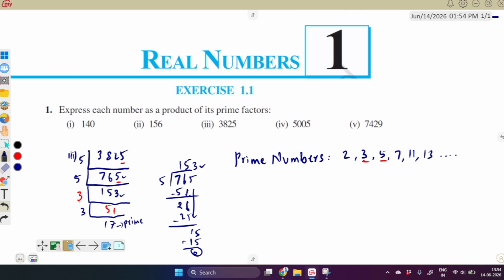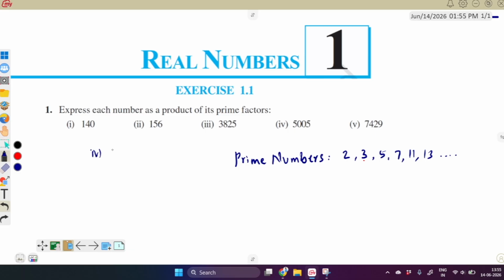Okay. Now let's write this 3825 in prime factorization. So 5 came 2 times, 3 came 2 times, and 17 1 time. So we'll write in ascending order. So 3 square times 5 square times 17.